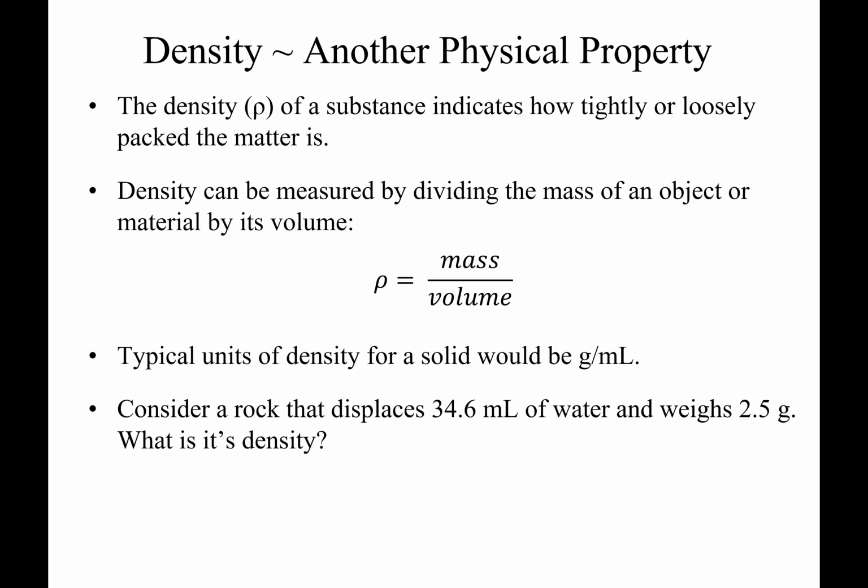So let's work one down here, and then I'm going to have you guys work one. So this word displaces, I hope you're picturing what I just said, the whole Crisco method. A rock displaces 34.6 milliliters of water. So that must be the volume of the rock. And it gives us a mass, 2.5 grams, and we're supposed to knock out the density. We can do that.